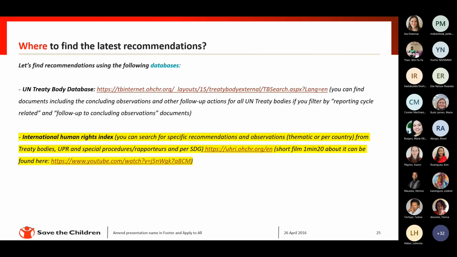I wanted to show, but I will not have time today, but you will get this presentation: how can you find the recommendations that relate to climate and environment that are relevant to your country? I suggest you go to this one in yellow, which is called the Universal Human Rights Index. You type the name of your country, and you can type words like climate or environment, and you will find all the relevant recommendations that came to your country in the last couple of years. It's a wonderful database, and it's so easy to find. That's really something I recommend you check out.